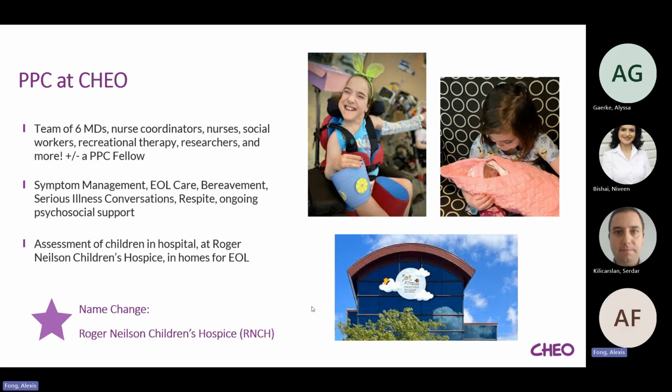In terms of pediatric palliative care at CHEO, we have a team of 6 MDs, nurse coordinators, nurses, social workers, recreational therapy, researchers, sometimes a pediatric palliative care fellow. We're always looking, and if you have questions about wanting to be a fellow, let me know.